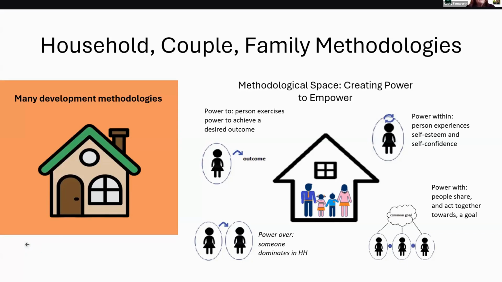Then you've got power to, where people are able to exercise their agency. That's at the top left. And they have an outcome in mind. This is a classic definition of agency, and they get to the outcome that they want. And then at the top right, you have power within. People experience self-esteem and self-confidence, which is really the bedrock of empowerment. Unless you have that, it's really hard to move forward. Then you have power with. People share and act together towards a goal.